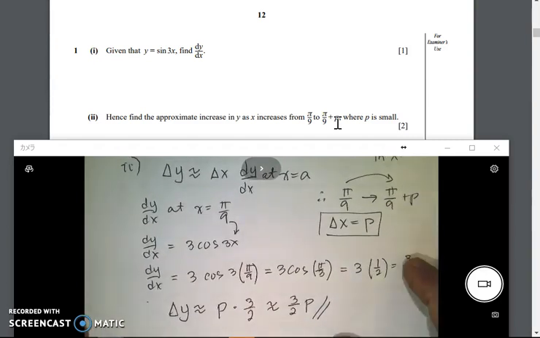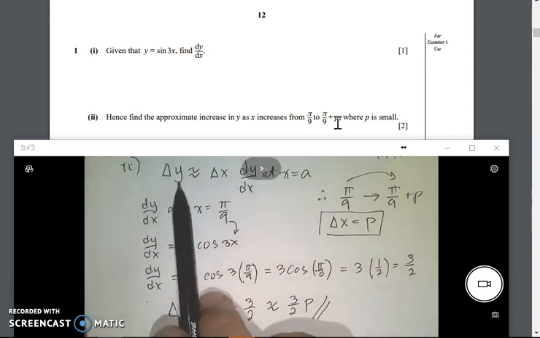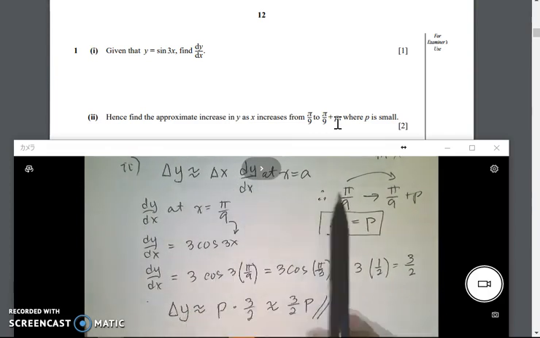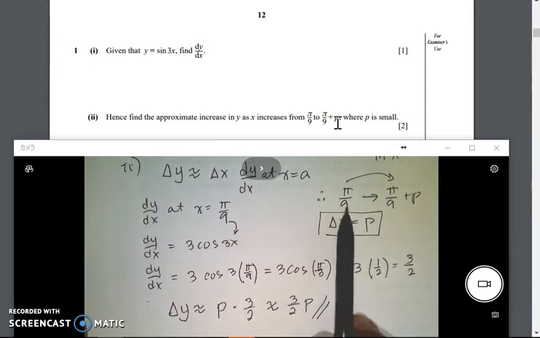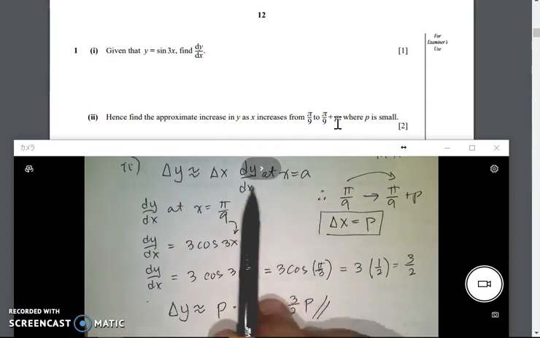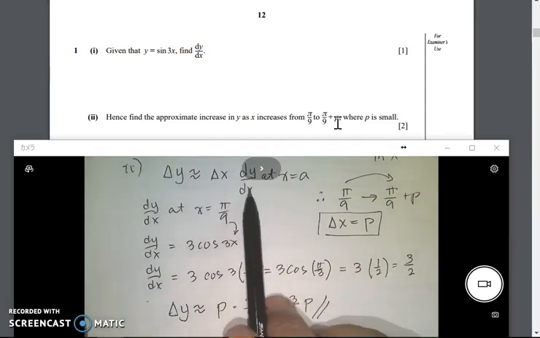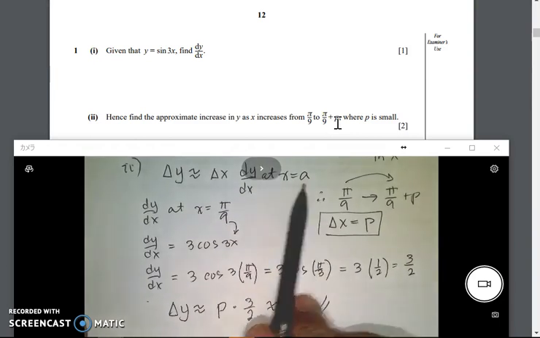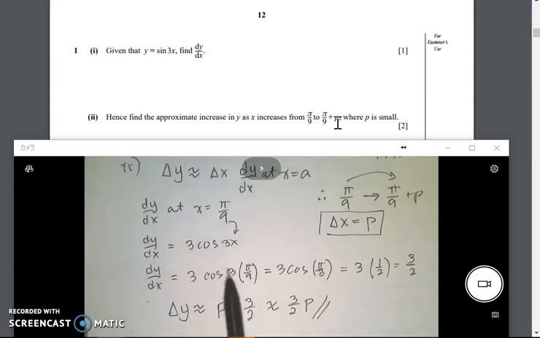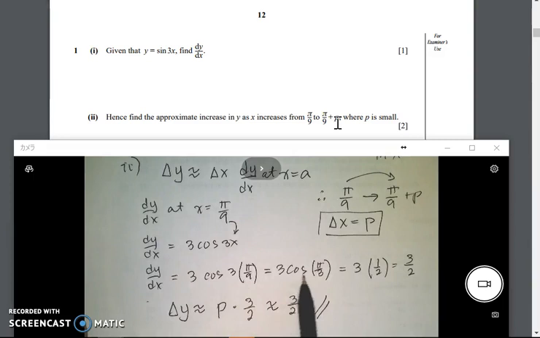Again, it's very simple. The approximate change in y is equal to the approximate change in x times the derivative. So x changes from pi over 9 to pi over 9 plus p, therefore the change is p. Then you need to get the derivative of y at x equals a. You found already the dy dx. If x equals pi over 9, you plug it in here. The cosine of pi over 3 when you press it into your calculator is equal to 1 over 2. So 3 times 1 over 2 is 3 over 2.